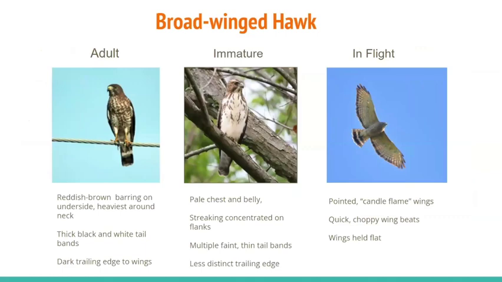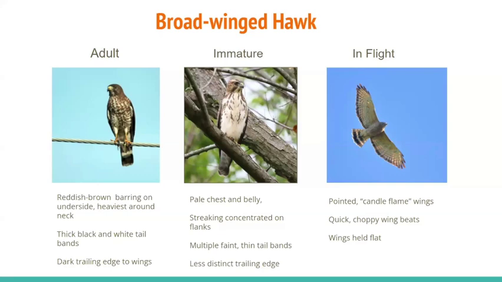So for adult broad-wings, they have this very dark reddish-brown barring on the underside, typically heaviest around the neck and down into that breast area. Their tail's pretty distinct. They have a set of very thick black and white tail bands. Oftentimes you only see that one very thick bottom white band when in flight. And they also have a very dark trailing edge to their wings, so that bottom edge of their wing, closer to their tail.